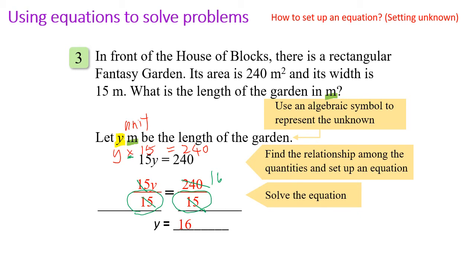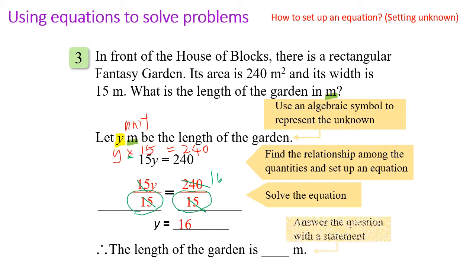After you get y equal to 16, you still have to write down the last statement. Because you know that y is equal to 16, and y is the length of the garden, you have to write down that the length of the garden is 16 meters. Don't forget to write down the last statement.